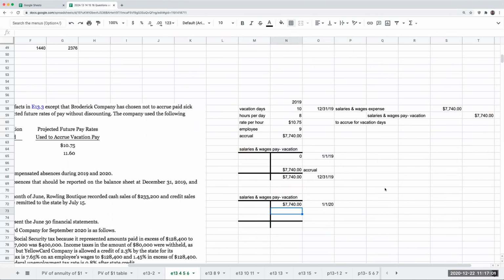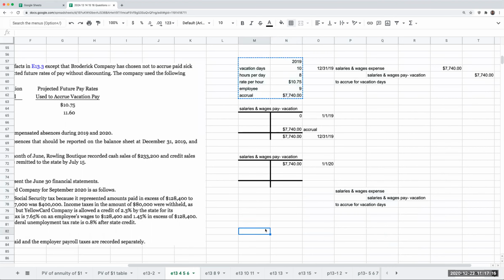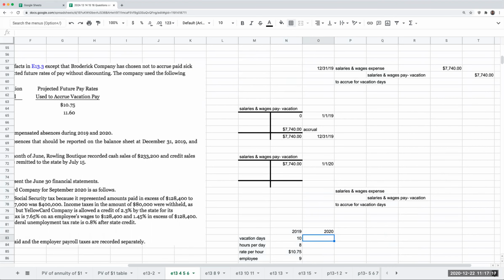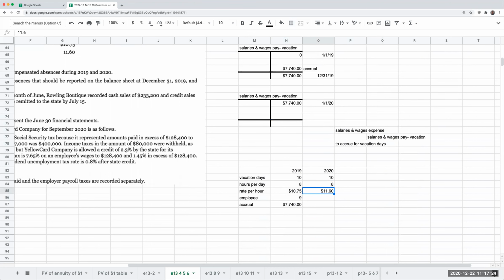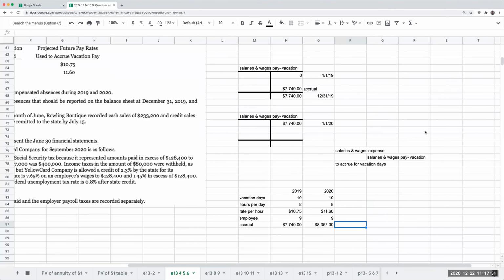okay, so when I get to 2020, I would do the same thing. I'm going to go through and accrue over here at the new rate. So my accrual for 2020, I'm now accruing at a rate of $11.60 per hour. So my new accrual is going to be $83.52.